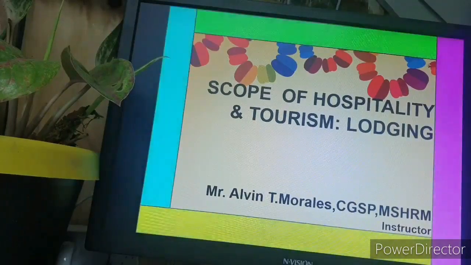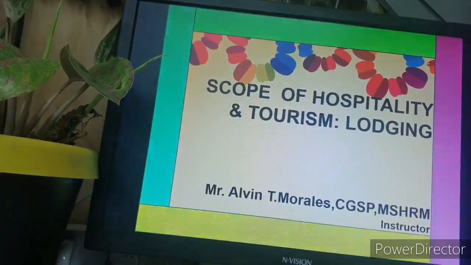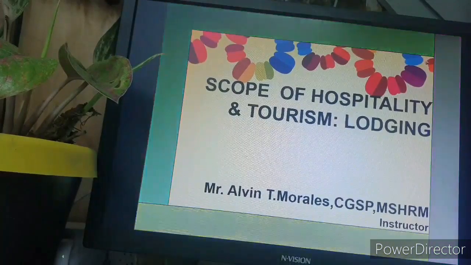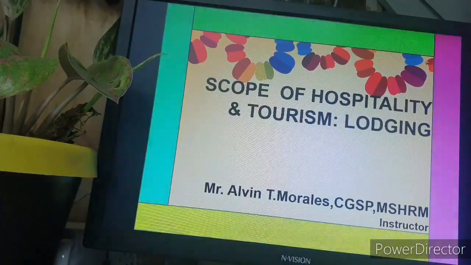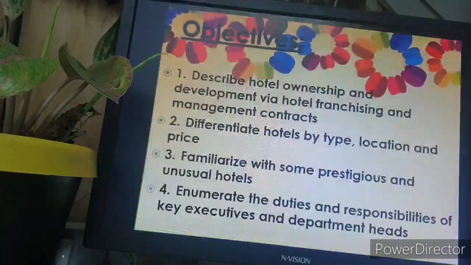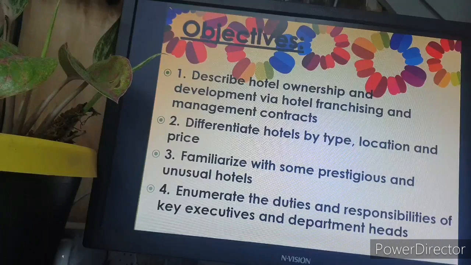Objectives. Our lecture for today is about the scope of hospitality and tourism, pertaining to the second umbrella, which is lodging operations. There are 4 objectives. Number 1, describe hotel ownership and development via hotel franchising and management contracts. We will discuss the types of ownership, and also franchising and management contracts.